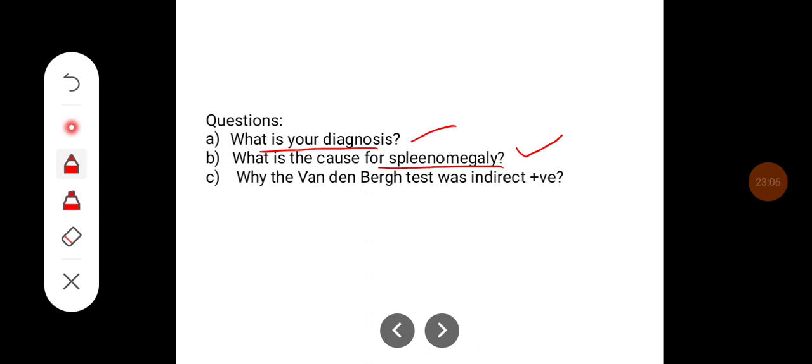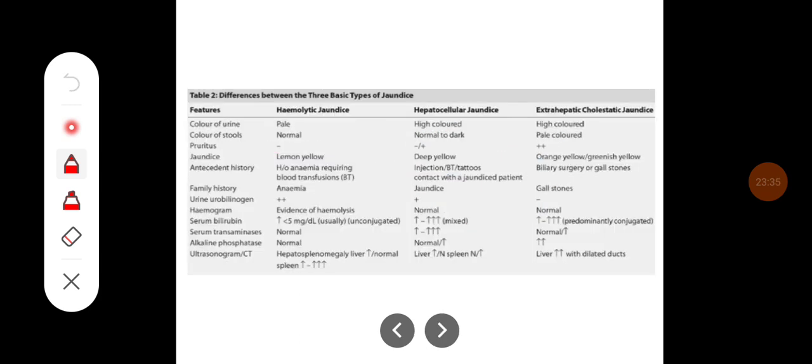The Van den Bergh test is indirect positive because of the presence of mostly unconjugated bilirubin. So upon addition of the alcohol, there is a change in the color of the Van den Bergh test, which is called an indirect positive test. Okay, so this mainly occurs because of the presence of unconjugated bilirubin rather than conjugated bilirubin.